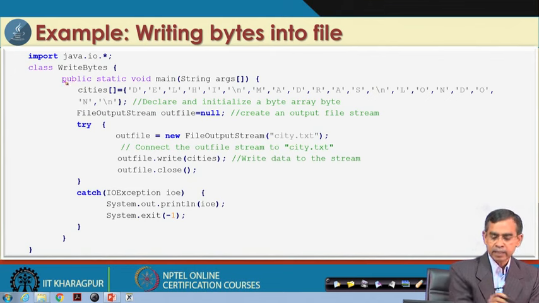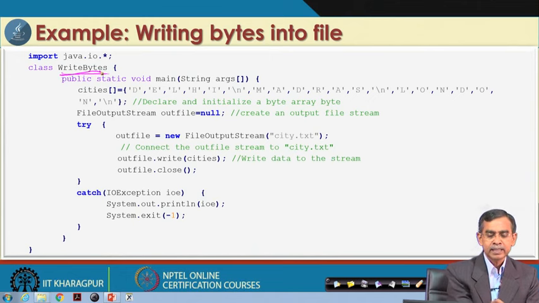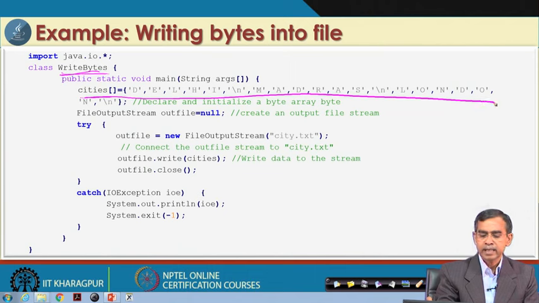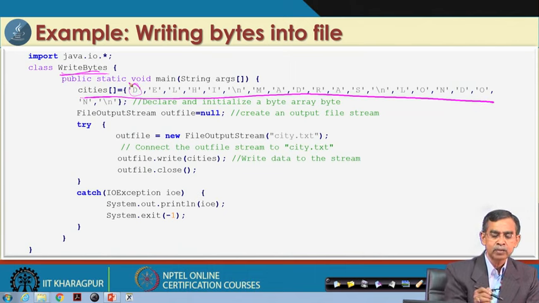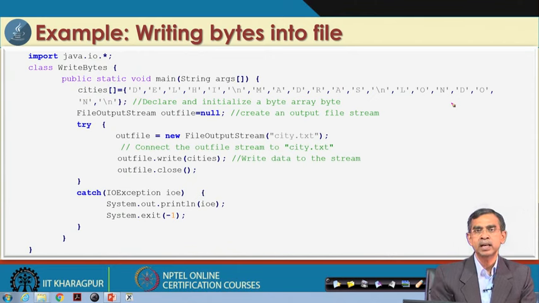Here is a class that we have discussed, named write bytes, basically writing bytes into a file. In this program you see the character stream, which shows the ASCII values of D, ASCII values of E, which are basically bytes. So, it is a stream of bytes that we first store into an array called cities. It stores all the information in the form of bytes, and then we want to write it into a file.